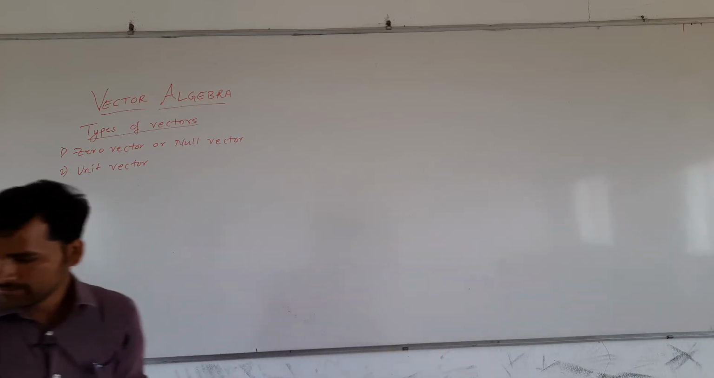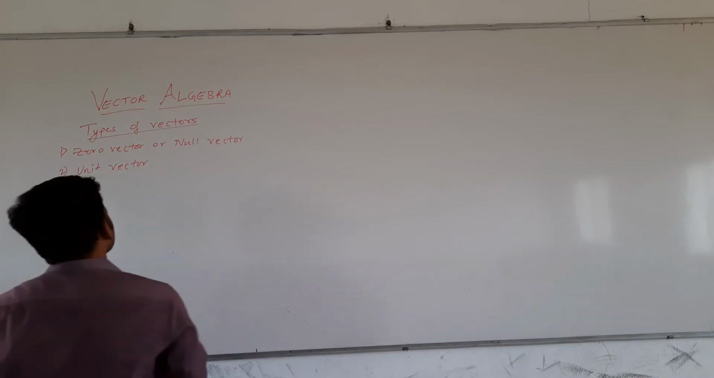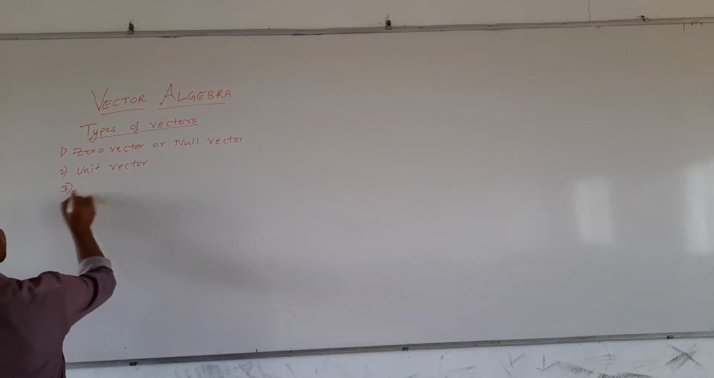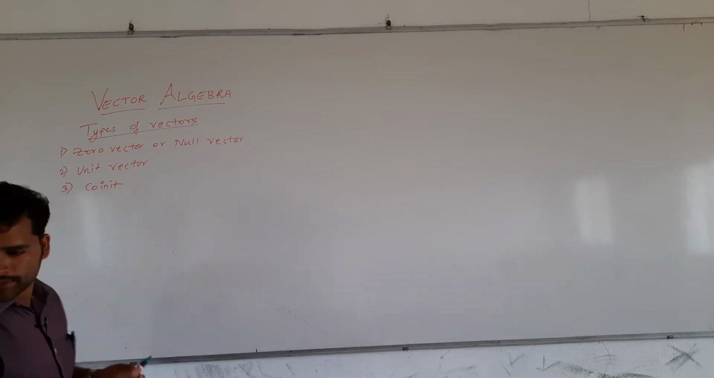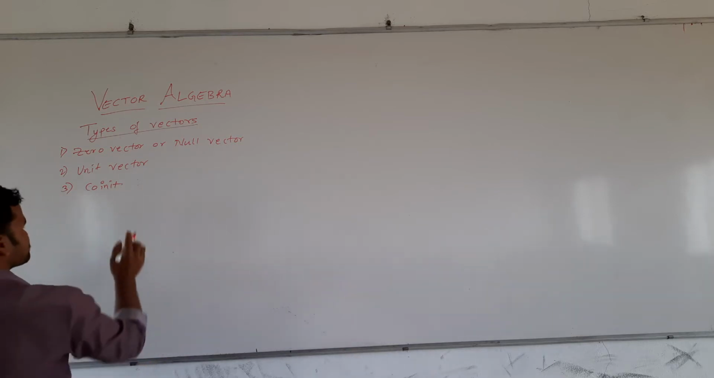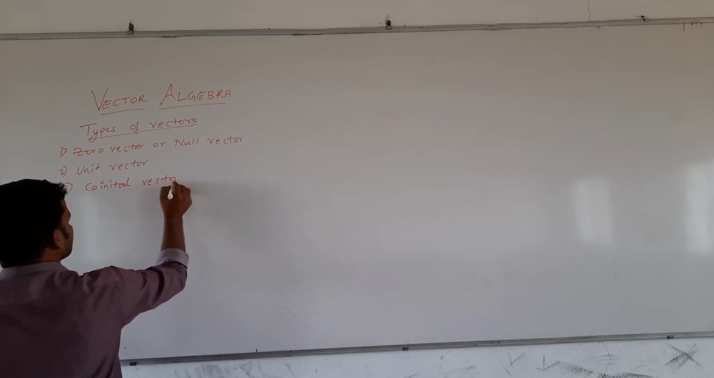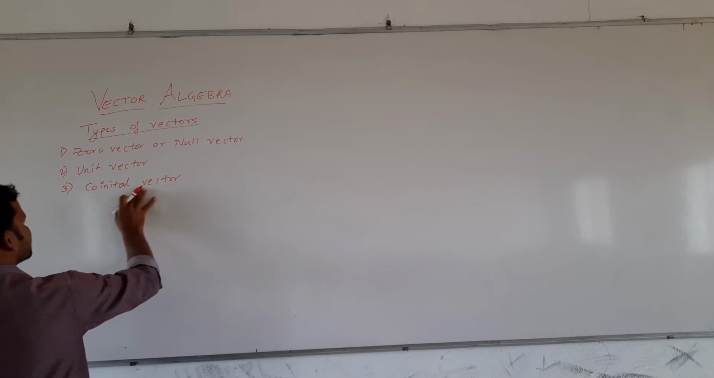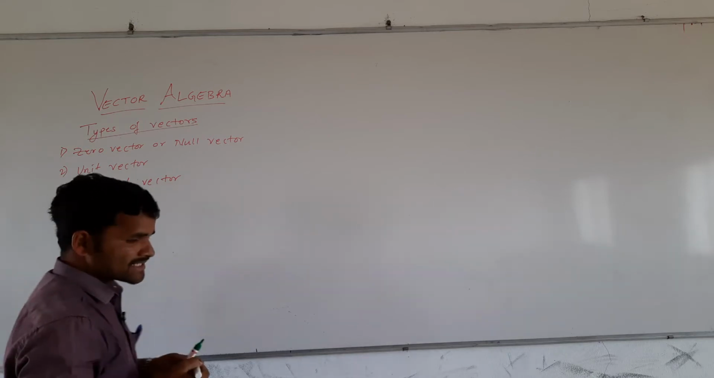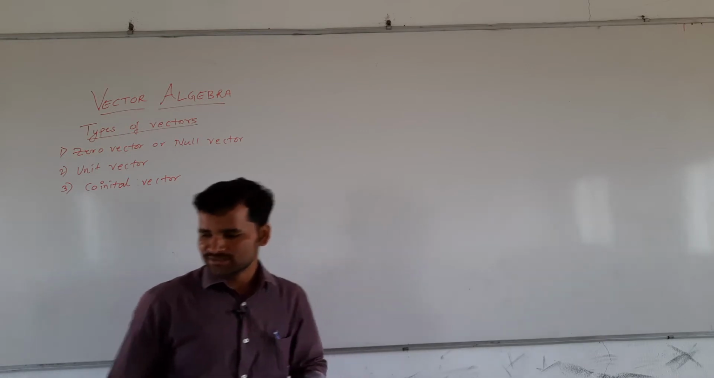Now, we will move on to the third type of vector, that is co-initial vectors. Co-initial, the word itself says, co means same, initial. Vectors having the same initial point are called co-initial vectors. That's all, very simple.